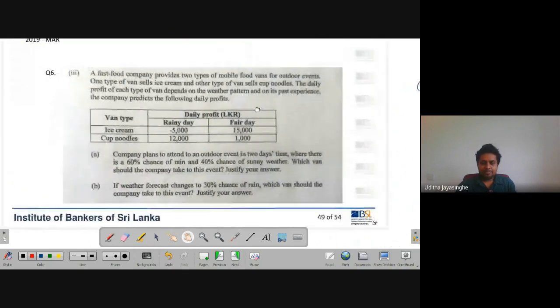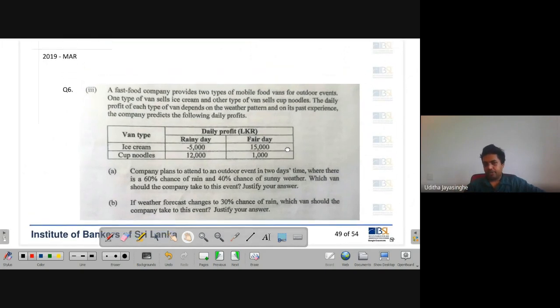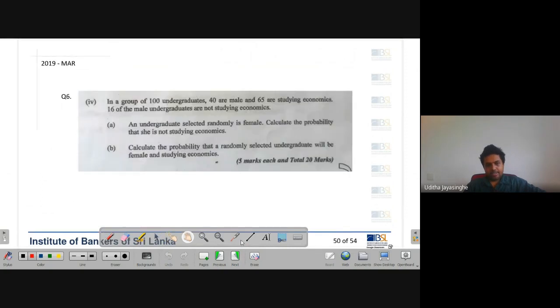So for the justification part, the broader idea is that you have to say the maximized expected profit is your decision making point. Okay. Right, moving on.